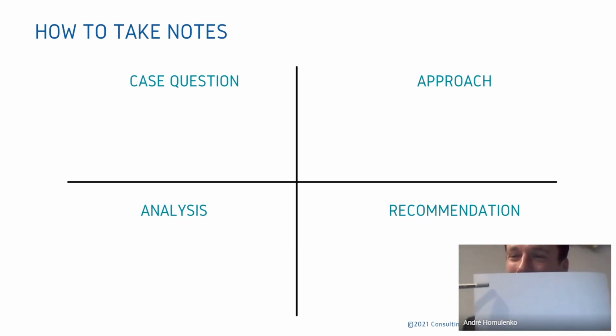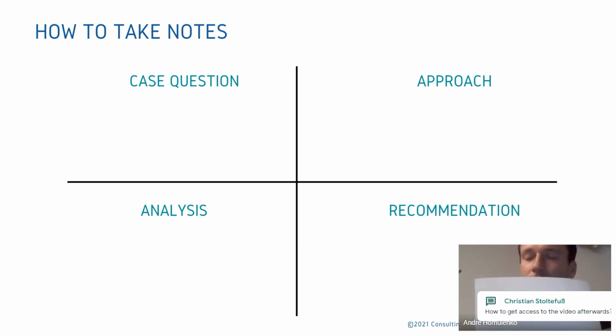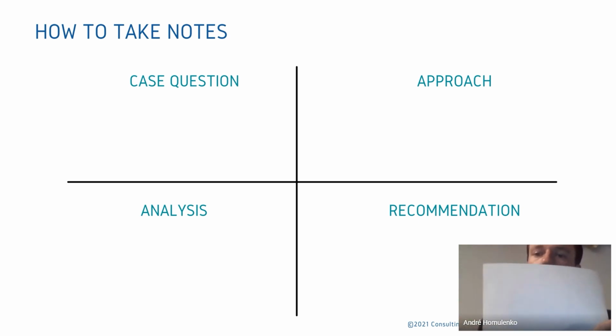So first, write down the case question, and here you could also write down the answers to your clarification questions, which you will be asking the interviewer. Then approach. On the upper right side, draw up your approach. And here you will draw your issue tree. Then on the bottom right, make sure that you proceed with all the calculations, or if you need to draw or describe any exhibits, make sure that you do this in that corner so that everything is structured.